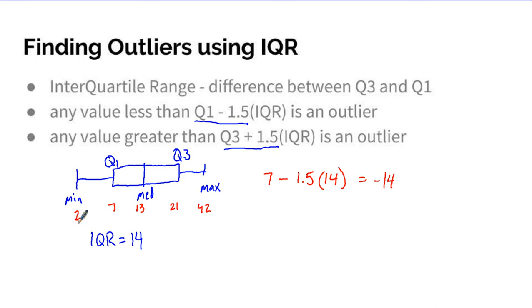So if my minimum is 2, then I don't have any small outliers. Then we do the same thing for big outliers. We're going to take quartile 3, so 21 plus 1.5 times the IQR. And when I do that, we get 42. So if my max was 43, that max would be an outlier because it is greater than quartile 3 plus 1.5 times the IQR. All right, so these would be my minimum and my maximum for outliers. Anything less than this is an outlier. Anything more than that is an outlier.